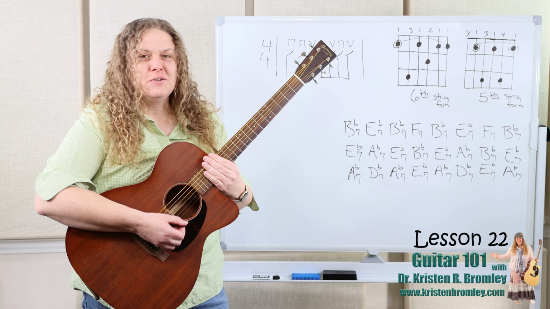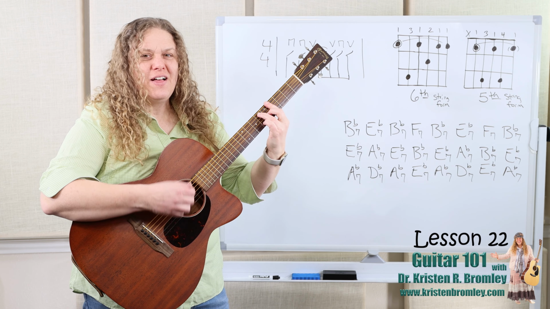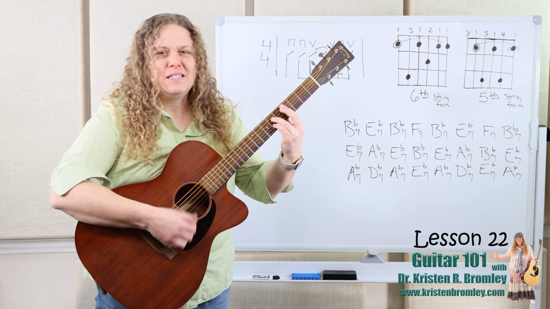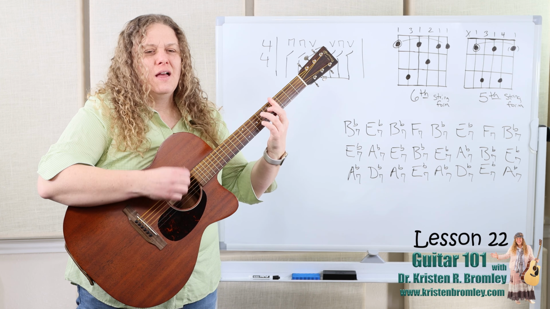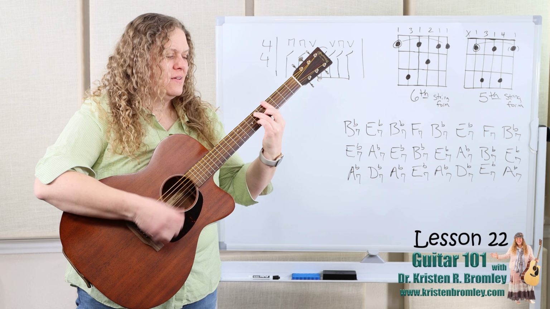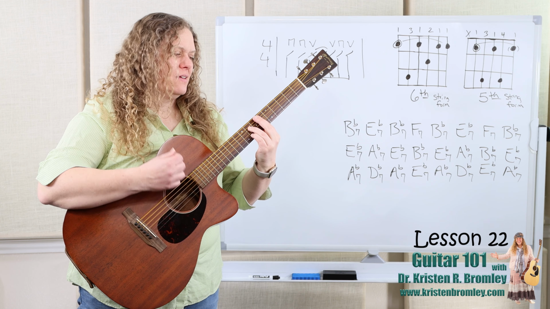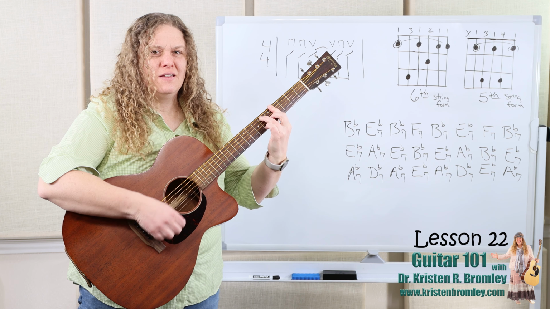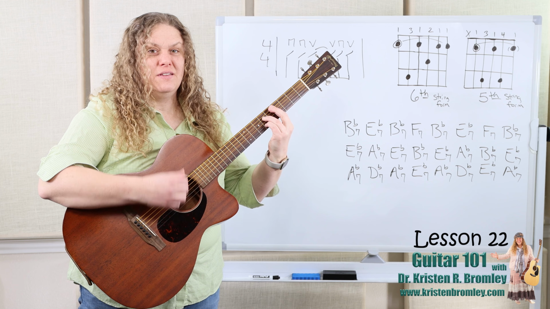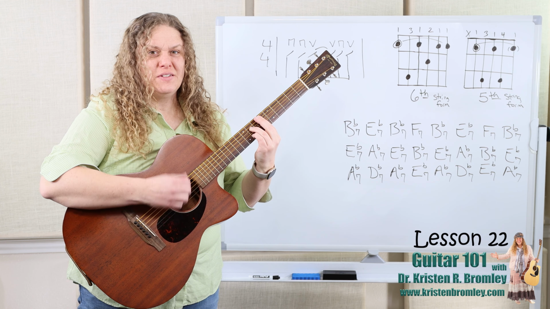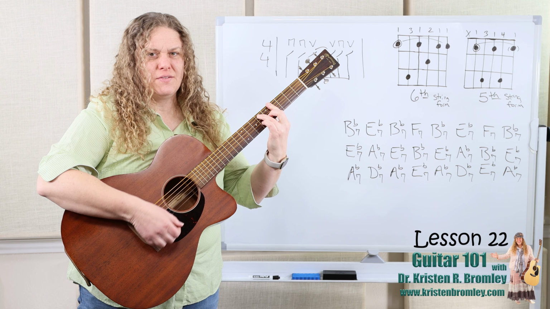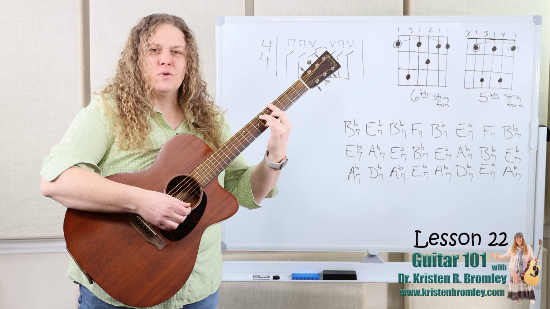So you got 1, 2, ready, and we got A flat 7, D flat 7, A flat 7, E flat 7, A flat 7, D flat 7, E flat 7, A flat 7. Do it one more time.